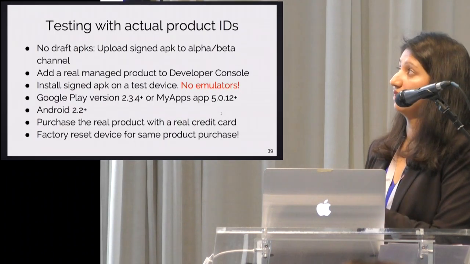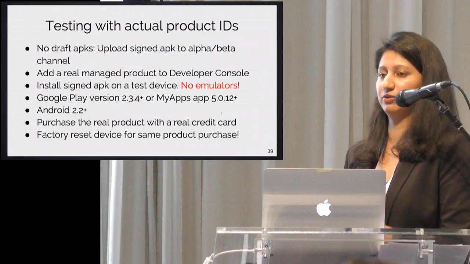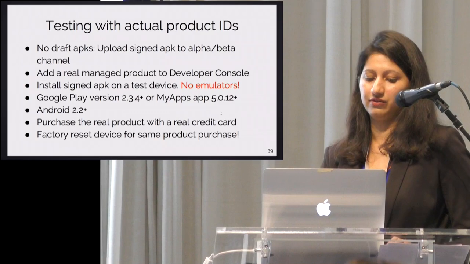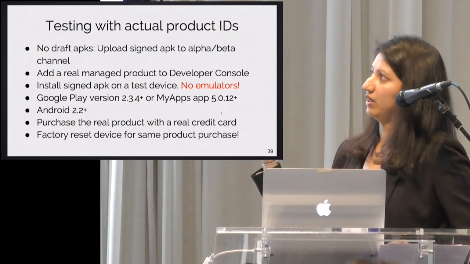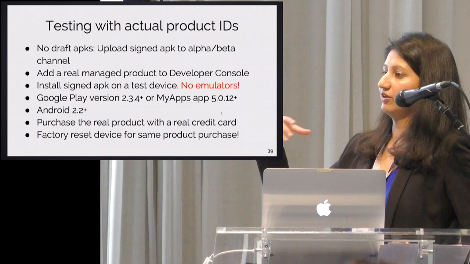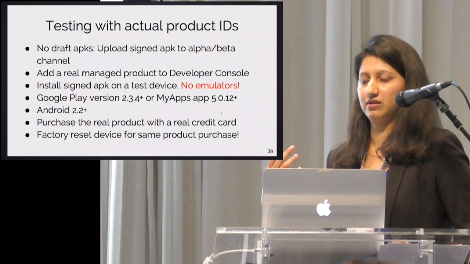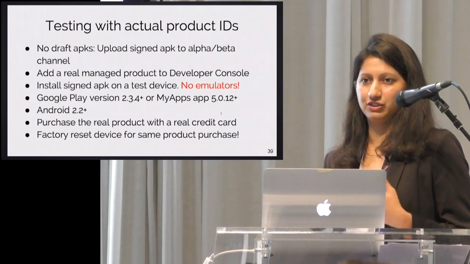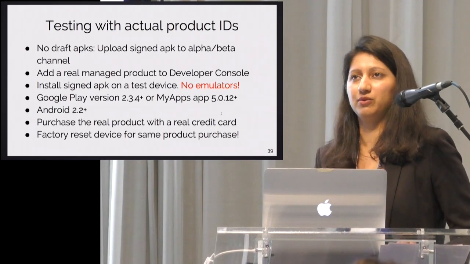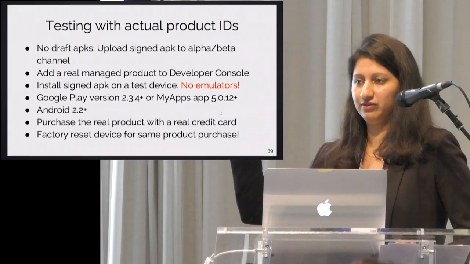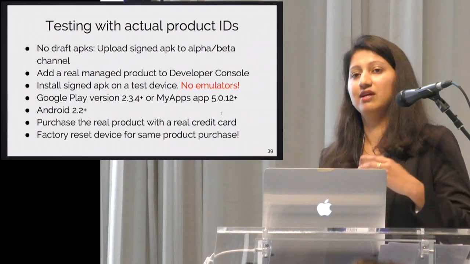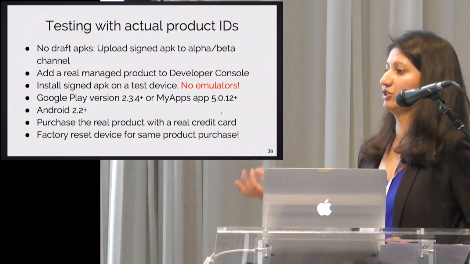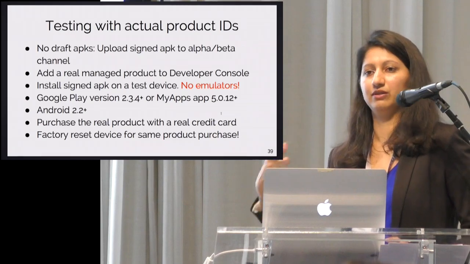The testing with actual product IDs is similar, except you have to go into Google Play console and add a real product ID. So upload a signed APK to alpha or beta channel. You can't use draft APKs anymore, which was something that Google provided earlier. Draft APKs are when you could use the same version name and sign the APK. So if you uploaded version 1.1 in draft, you could make some changes and upload version 1.1 again. But you can't do that anymore. So every time you make some changes in your app, you have to upgrade the version to 1.2.